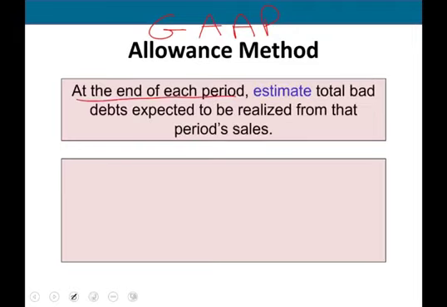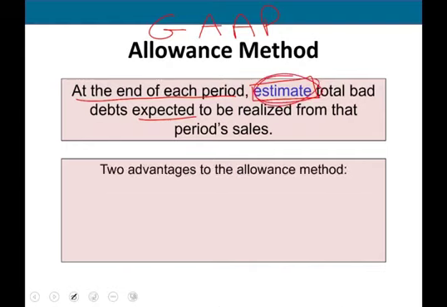At the end of each accounting period, we estimate total bad debt expected to be realized from the period sales. So at the end of the period, we will just take a guess. This is how much we're going to have in bad debt expense. Very interesting. Not accurate, but more relevant. It's more timely. We record the expense in the same period, although we're not accurate, but we will estimate. The key word is estimate.